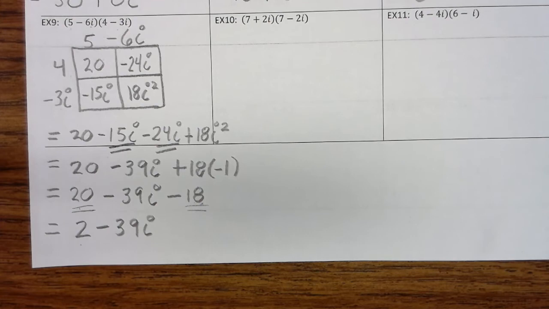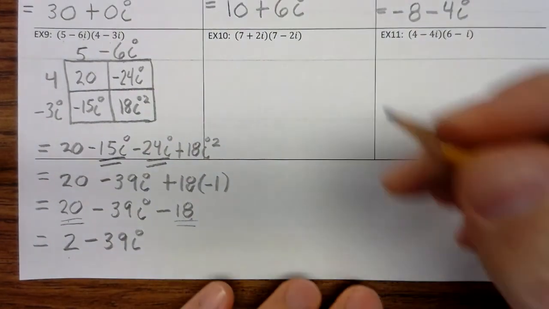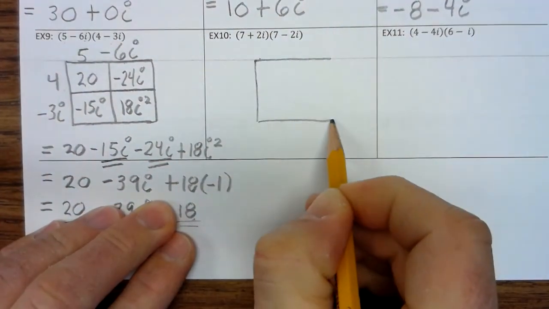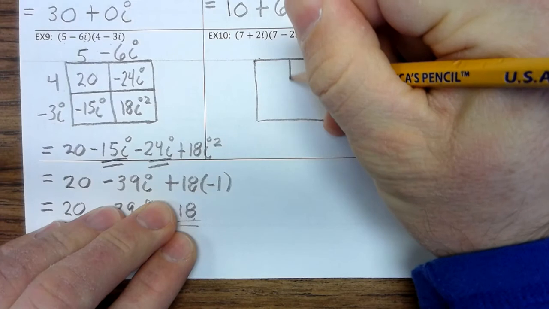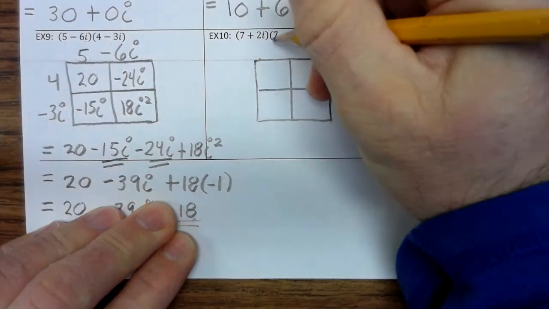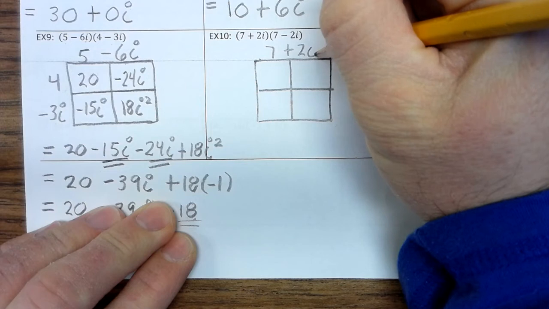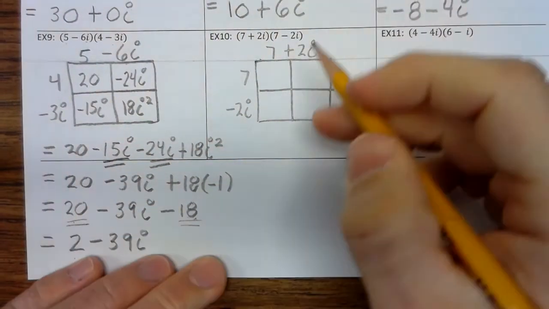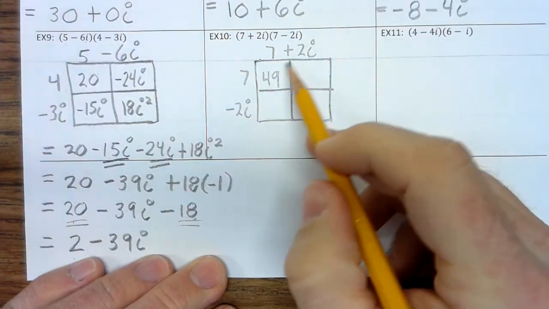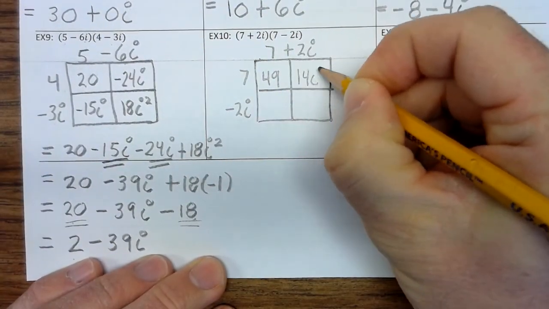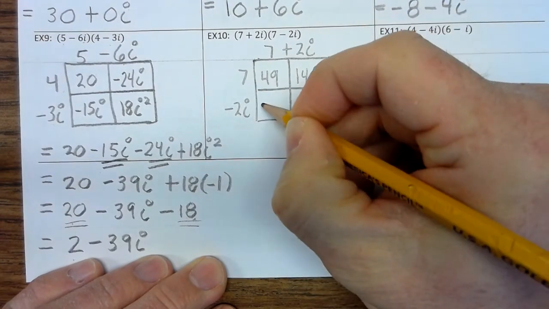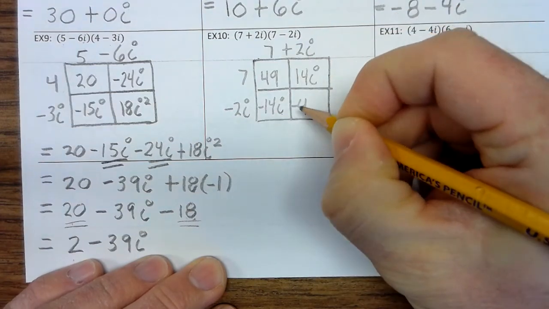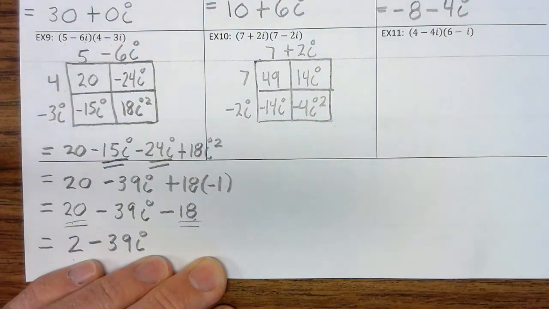All right, so let's look at example 10. Again, we're going to multiply using the box method. So 7 plus 2i, 7 minus 2i. 7 times 7 is 49. 7 times 2 is 14i. Negative 2i times 7 is negative 14i. Negative 2 times negative 2 is negative 4. I times I is I squared.